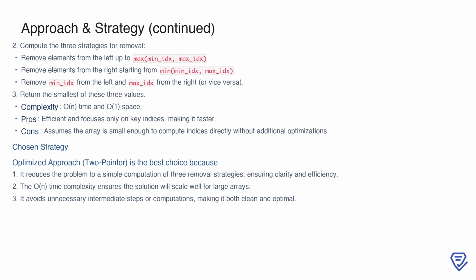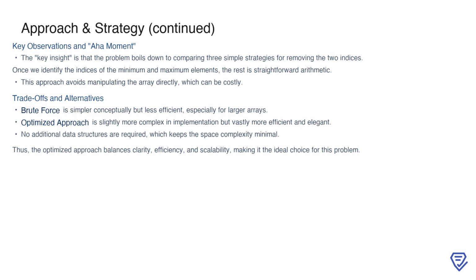However, it assumes the array is small enough that finding indices directly is feasible, which is a reasonable assumption for this problem. Now, the key insight here is that this problem essentially boils down to comparing three straightforward removal strategies. Once we identify the indices of the smallest and largest elements, the rest of the solution is just simple arithmetic. By avoiding direct manipulation of the array, we save on computational cost, making this approach even more efficient.